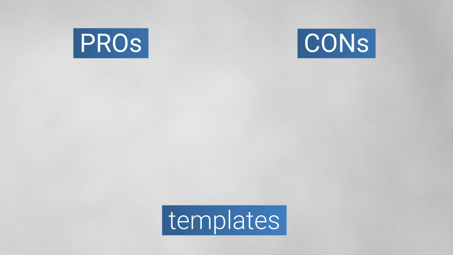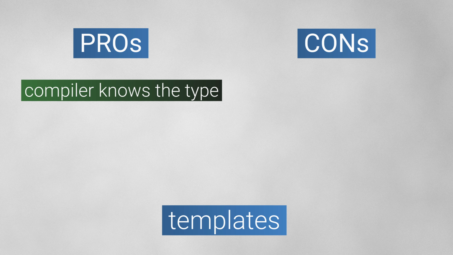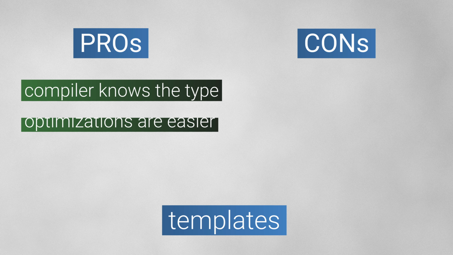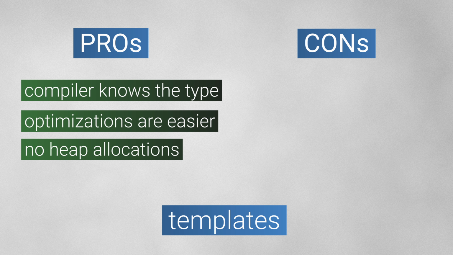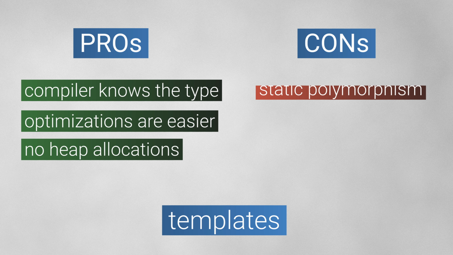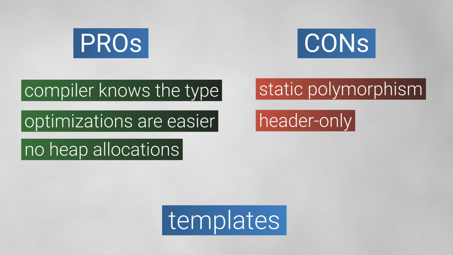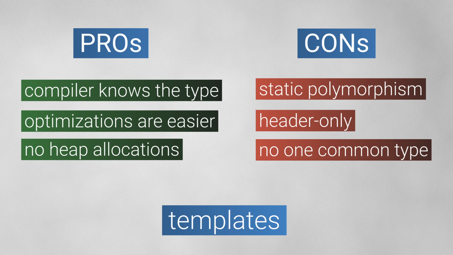In the case of templates, one big pro is that the compiler knows the exact type of the callable at compile time, making it easier for the compiler to optimize the code. This approach is fast and never allocates memory on the heap. But it comes with a con. It relies on static compile-time polymorphism. For every different callable type we pass, the compiler generates a completely new class type. Also, all implementation lives in headers, unless we precompile for a selected set of callable types. And another con is that objects have different types, so we can't store them in a single standard container.